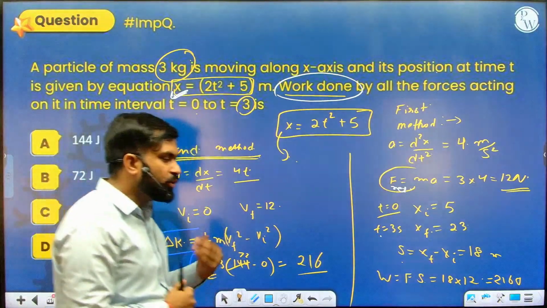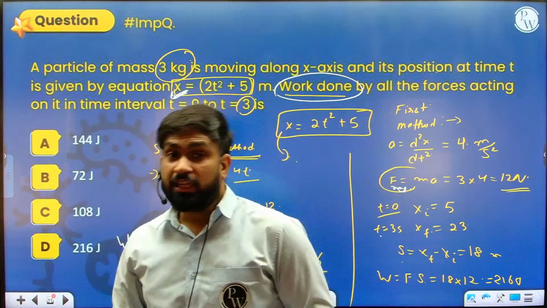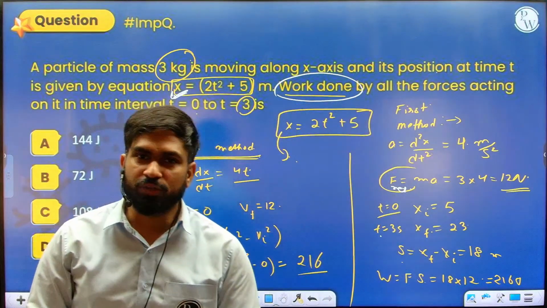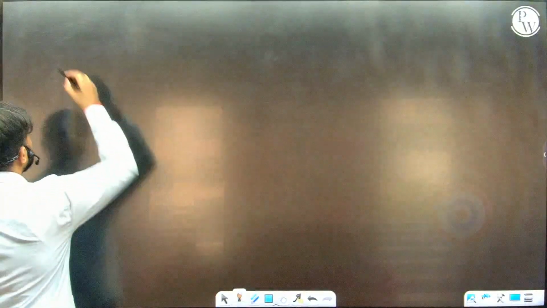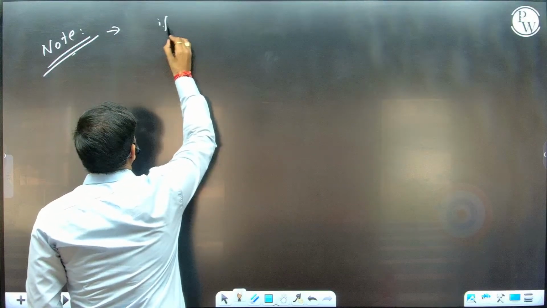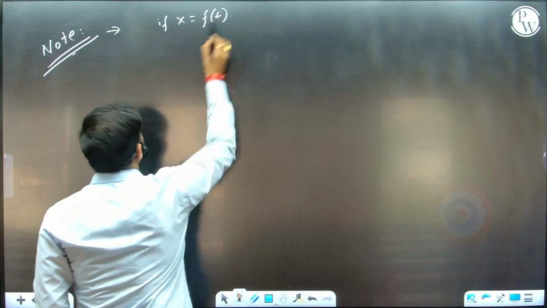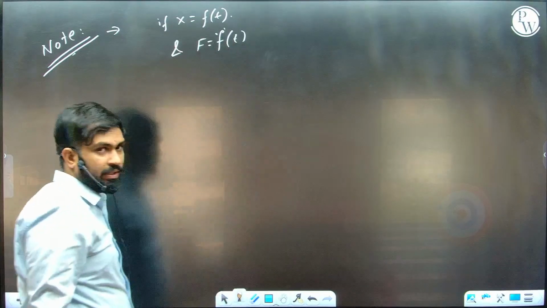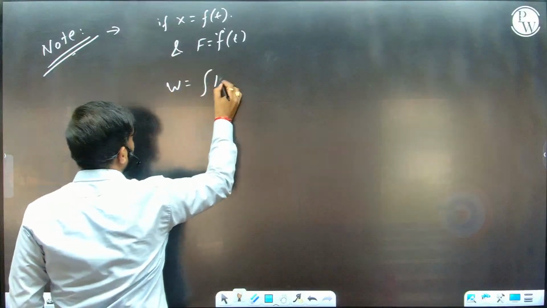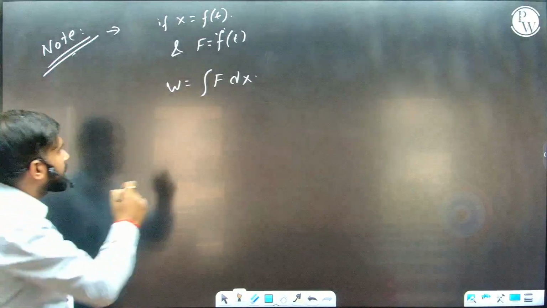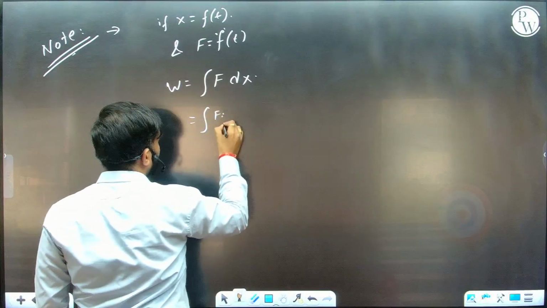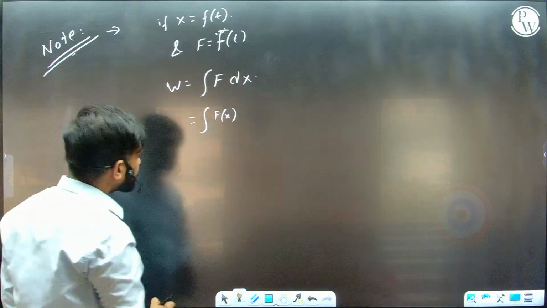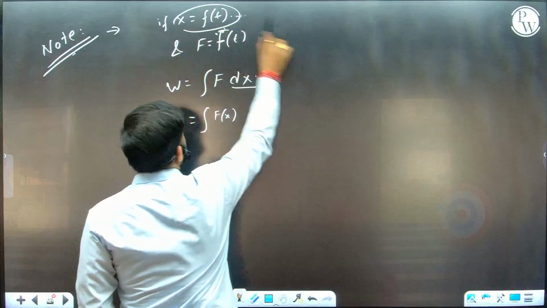Rather than this, what I would have done, in case of variable forces, you find the force as a function of time. I'll just mention it here. It's just an extra point, might be helpful in some very, very difficult problems where the force is a function of time. If x is a function of time and if you get force also as another function of time, then what do you do? To find the work done, I do F dx, correct? Now you write F as a function of time, your force as a function of time, capital F dx. dx will be from this differentiation.